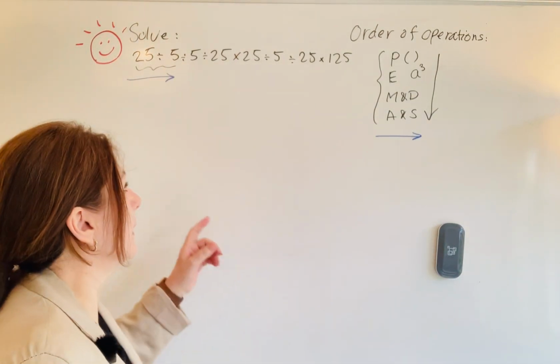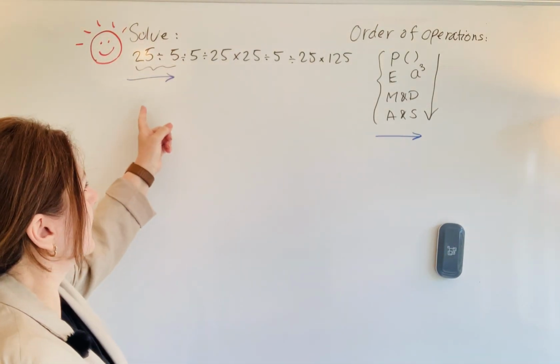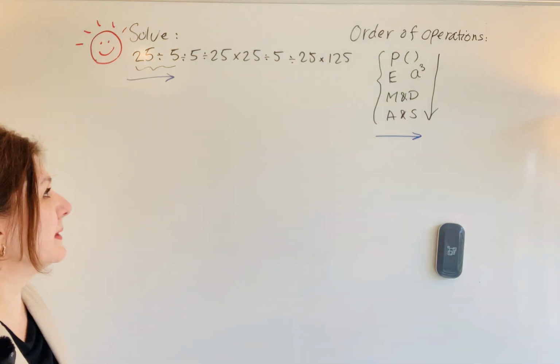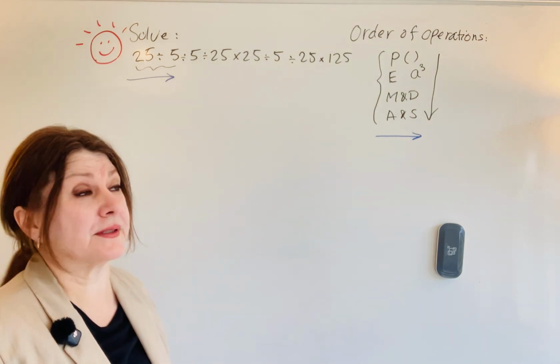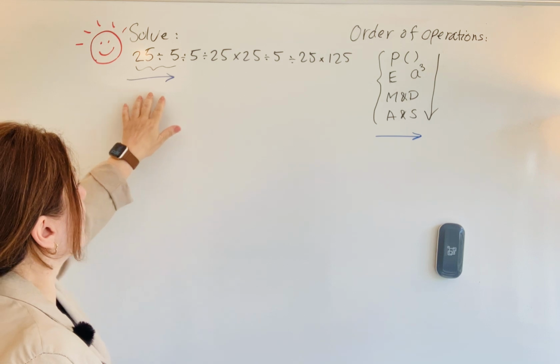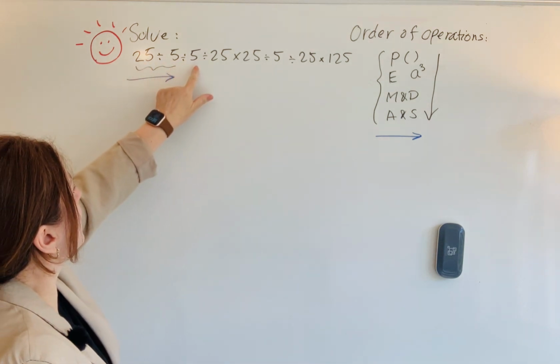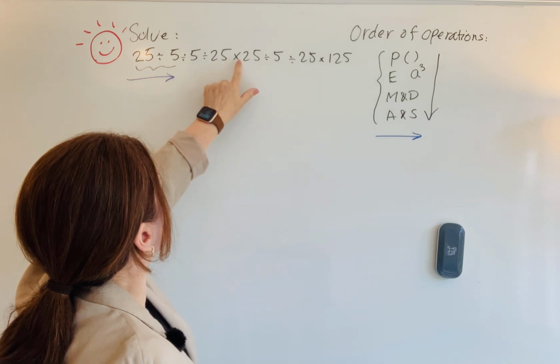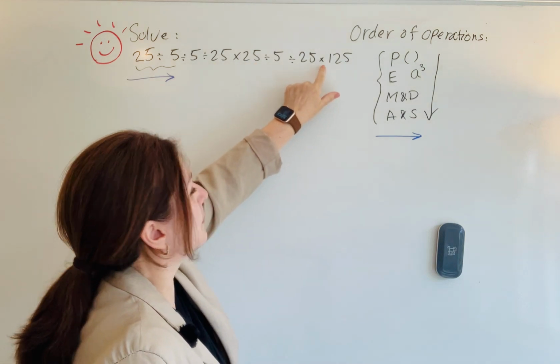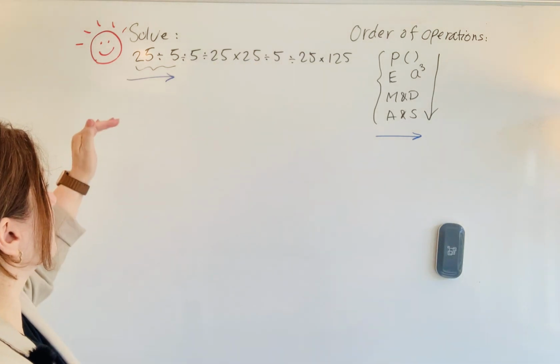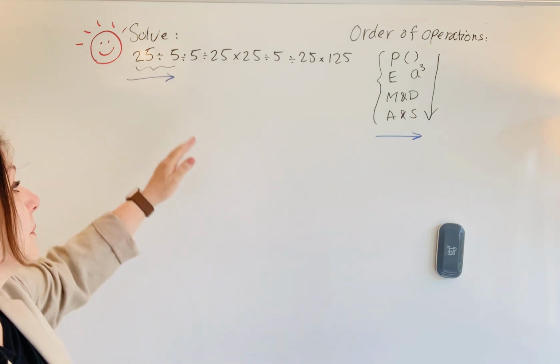This time I come back with a new example of order of operations. We have an algebraic statement here. As you see, 25 divided by 5, divided by 5, divided by 25, multiply, divide, and multiply. Everything is multiply and division. But which one first?